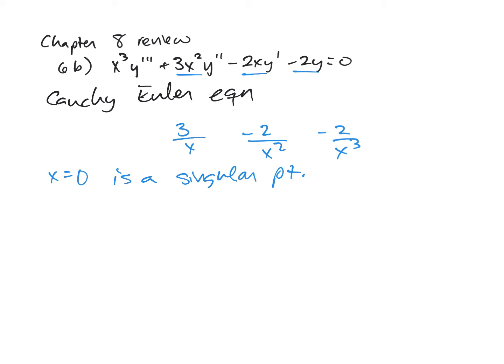But this has a special form because this is x cubed, x squared, x, and nothing. This is exactly the form of a Cauchy-Euler equation, and so we don't have to use the full method of Frobenius. We can just use the substitution y equals x to the r and see what happens. If these were other analytic functions, then we might need to have the sum from n equals 0 to infinity of a n x to the n.